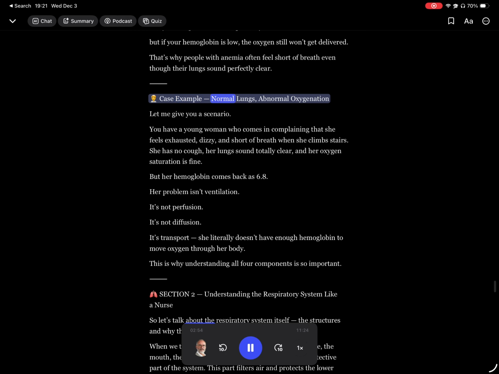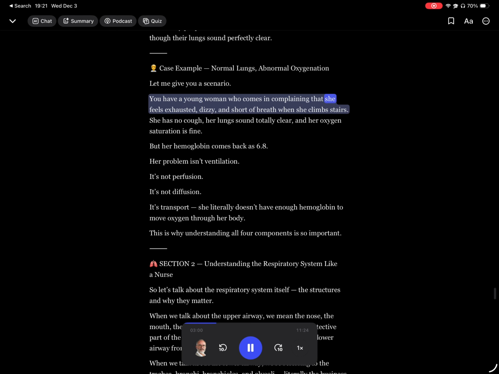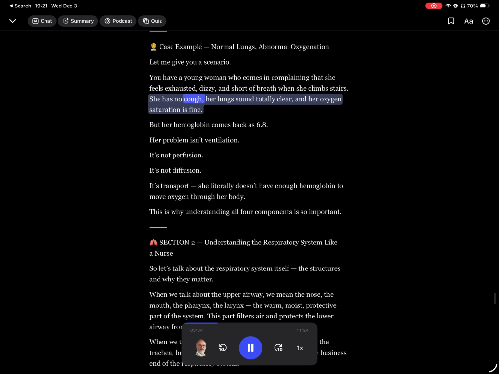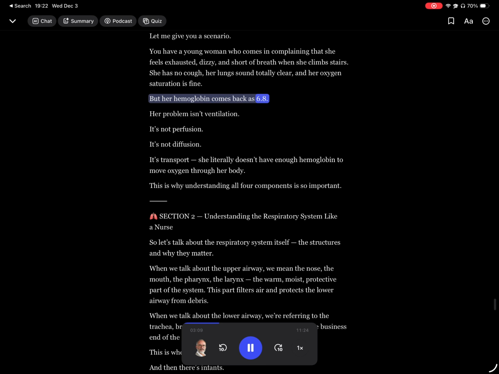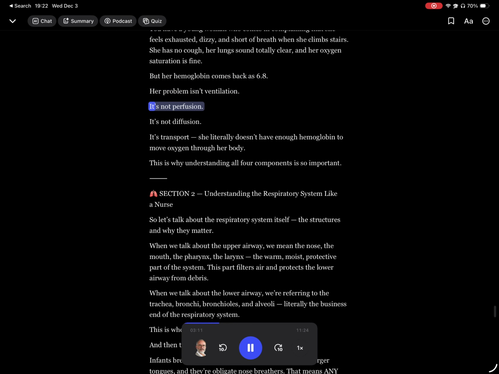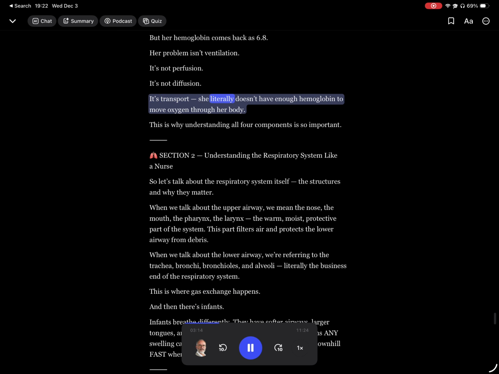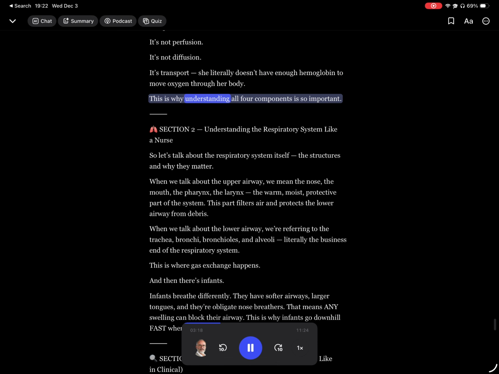Case example, normal lungs, abnormal oxygenation. Let me give you a scenario. You have a young woman who comes in complaining that she feels exhausted, dizzy, and short of breath when she climbs stairs. She has no cough, her lungs sound totally clear, and her oxygen saturation is fine. But her hemoglobin comes back as 6.8. Her problem isn't ventilation. It's not perfusion. It's not diffusion. It's transport. She literally doesn't have enough hemoglobin to move oxygen through her body. This is why understanding all four components is so important.